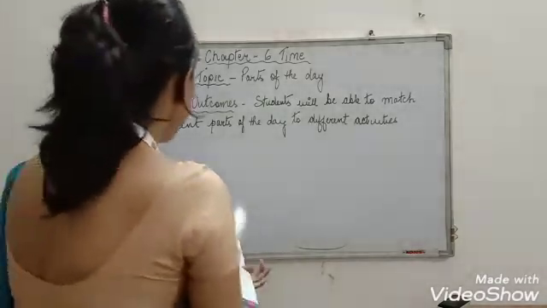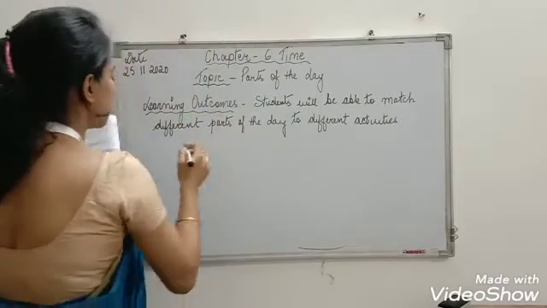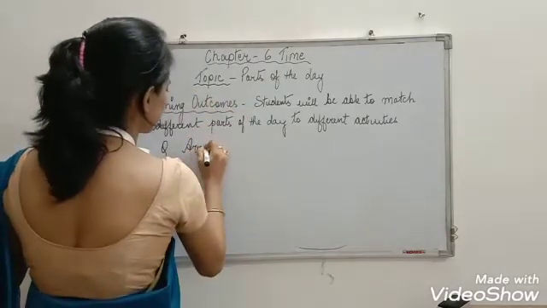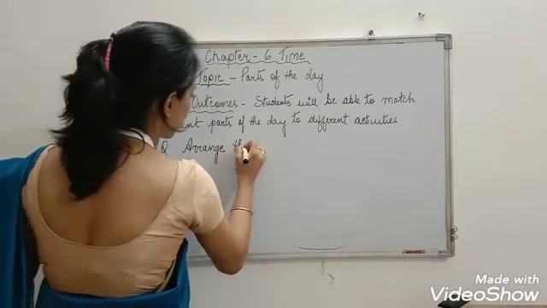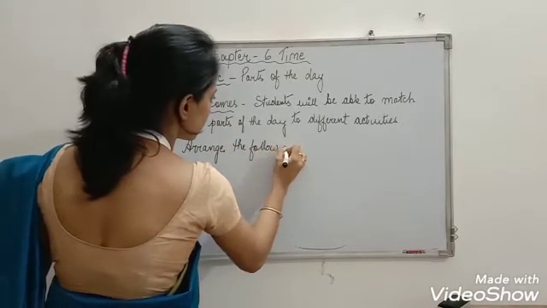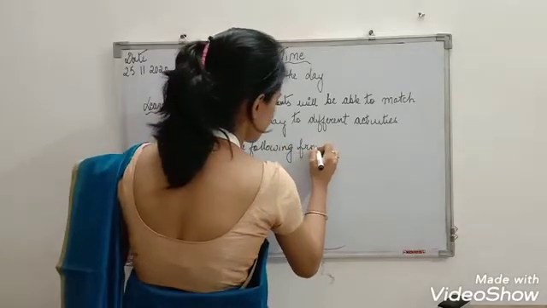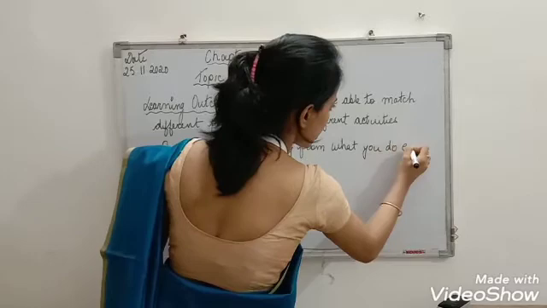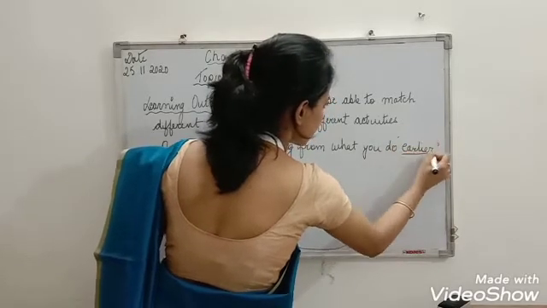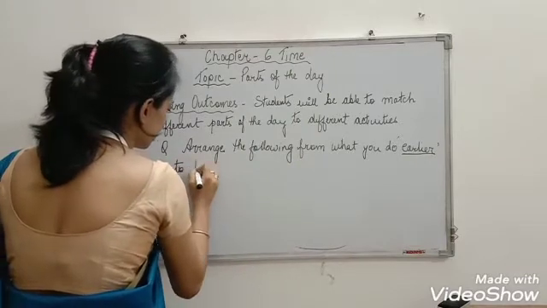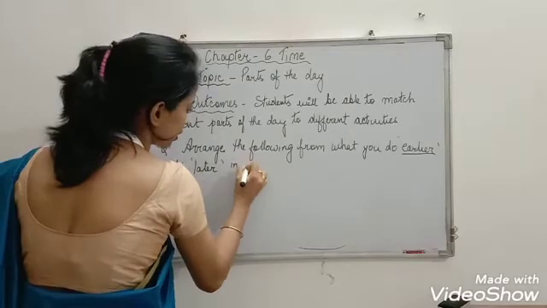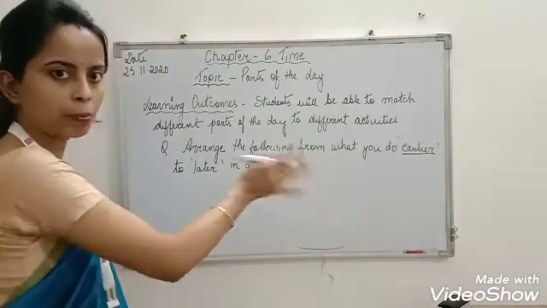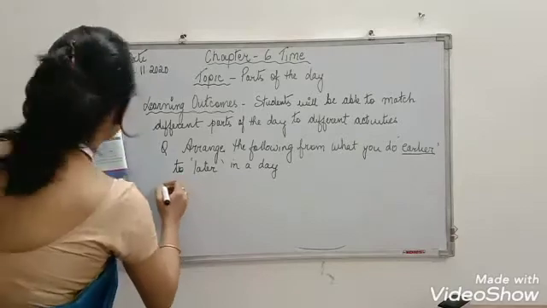So children, I'll give you some activities. My question is just one: arrange the following from what you do earlier to later in a day. We will do this recap part, as we have already learned about earlier and later. So my question is to you all.